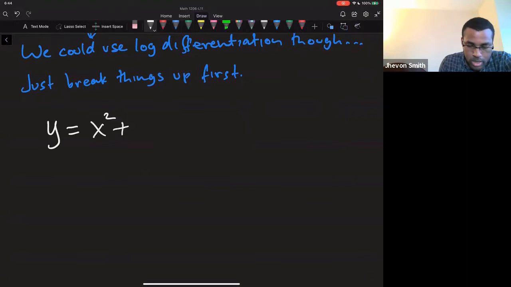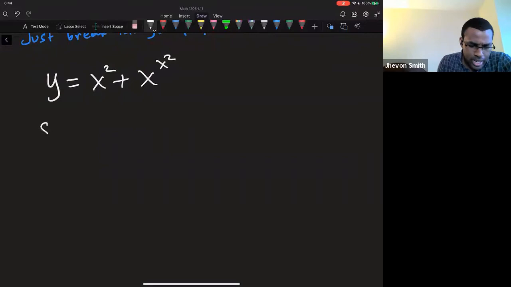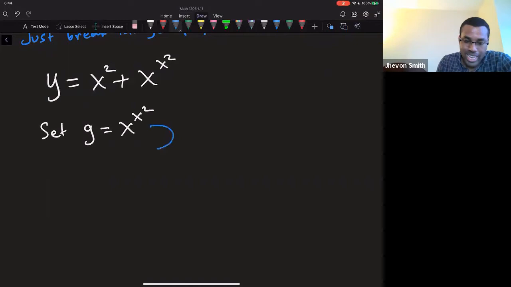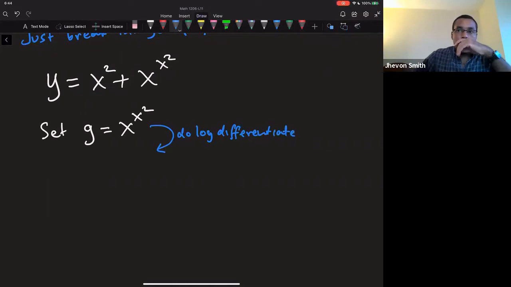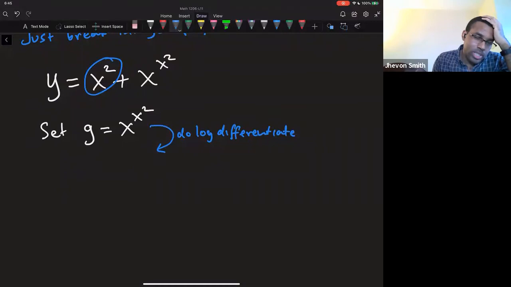Now, x squared is not hard to differentiate, but x to the x squared is, because we don't really have a direct rule for it. So what I can do here is just set something else, g equals x to the x squared. And then I can perform log differentiation on that. So I isolate the terms in a separate equation, right? If this were something that I needed log differentiation for, I would have created another function. I would have said h equals x squared, and then g equals x to the x squared. I would have to set up separate functions for each of them.